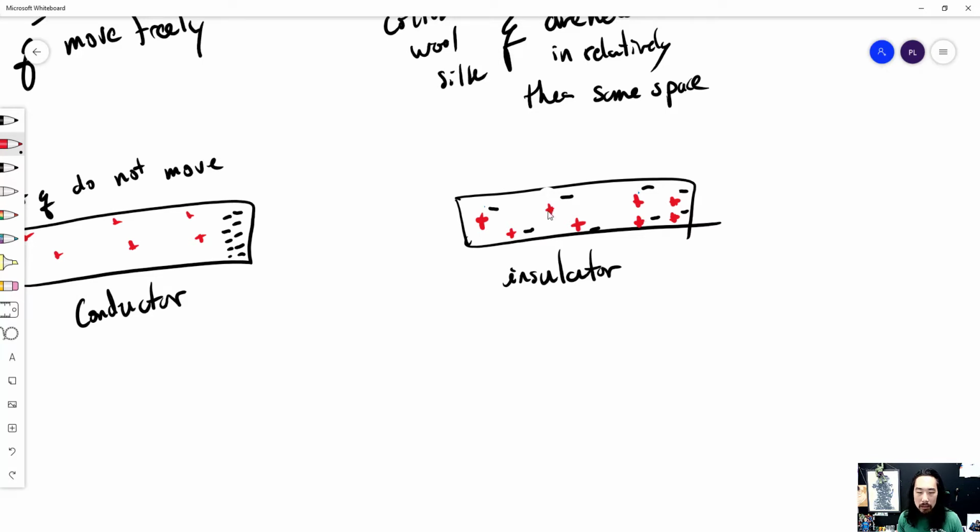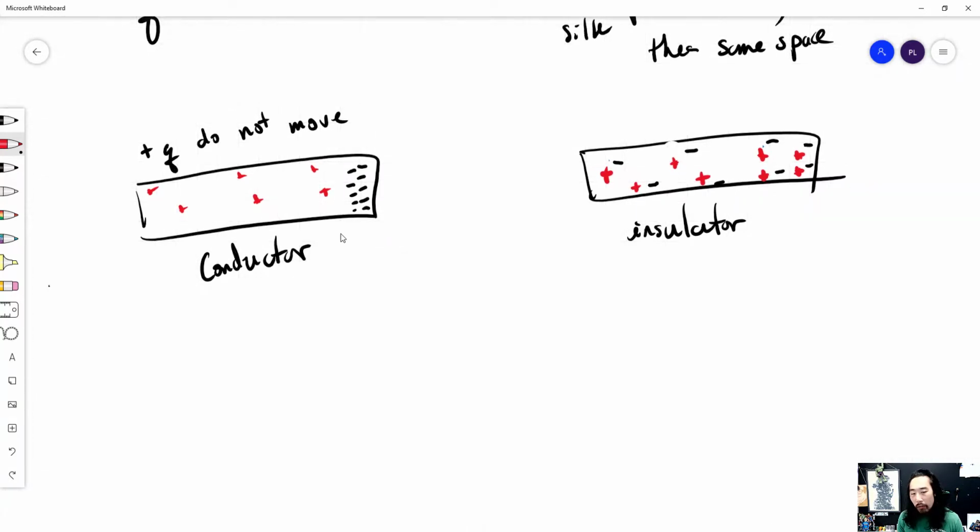Okay. The big difference between the conductor and the insulator is that for the conductor, all the negative charges move all the way to the right. For the insulator, they just slightly adjusted to the right. Okay, and that's a big difference for the conductors versus the insulators. And when we go over the methods of charging, this will come back.